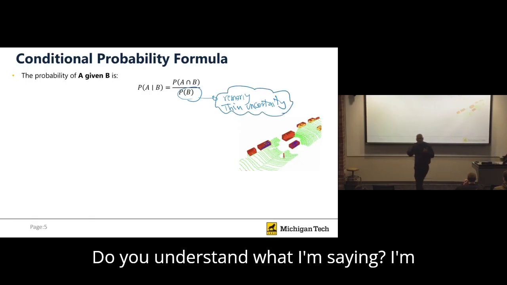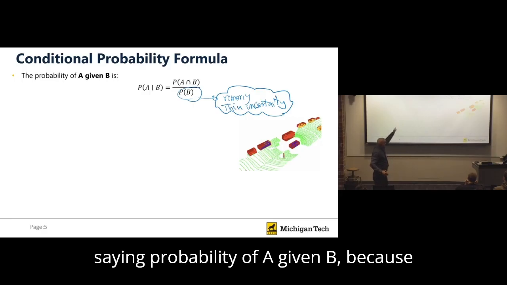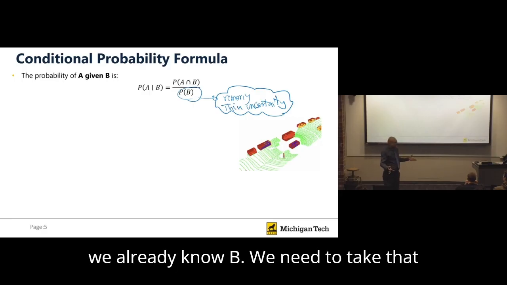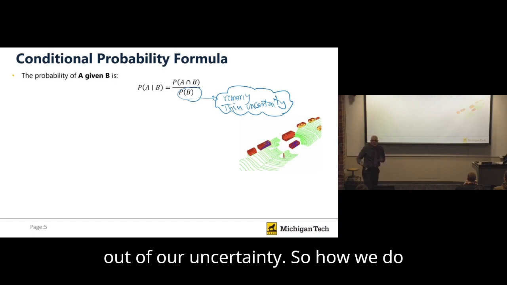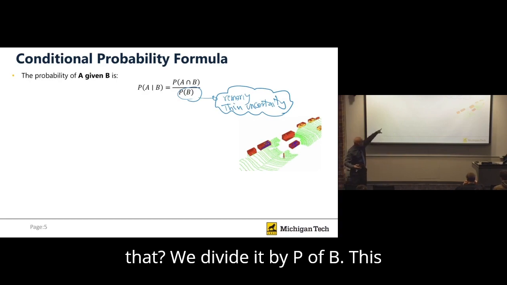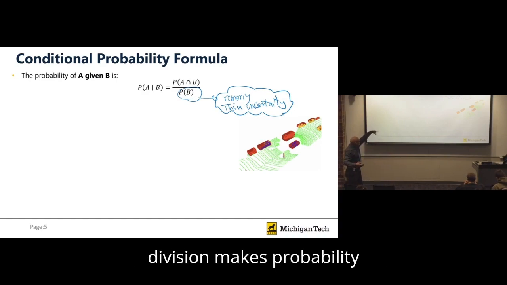Do you understand what I'm saying? I'm saying probability of A given B, because we already know B. We need to take that out of our uncertainty. So how do we do that? We divide it by P of B. This division makes probability higher.